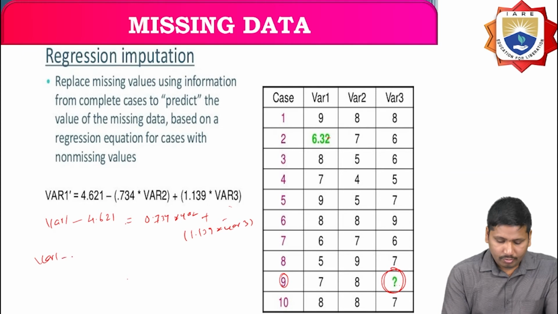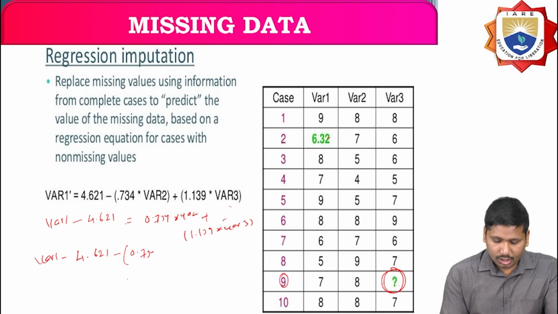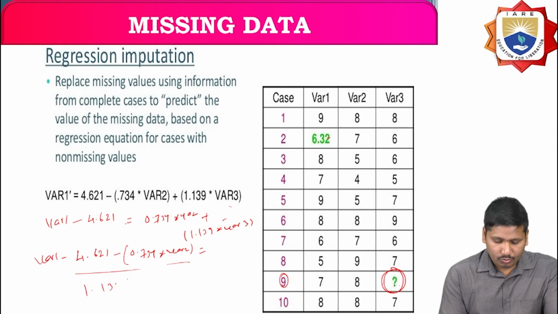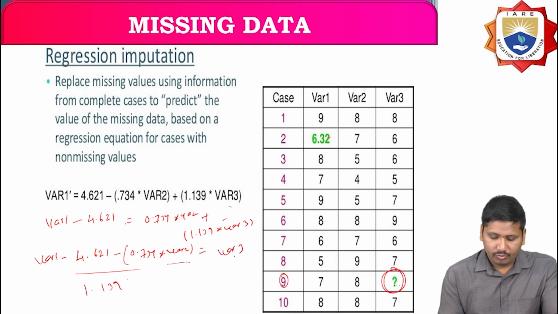So variable 1 minus 4.621 minus 0.734 into variable 2 is equal to this, and finally divide with 1.139. So that should be variable 3.